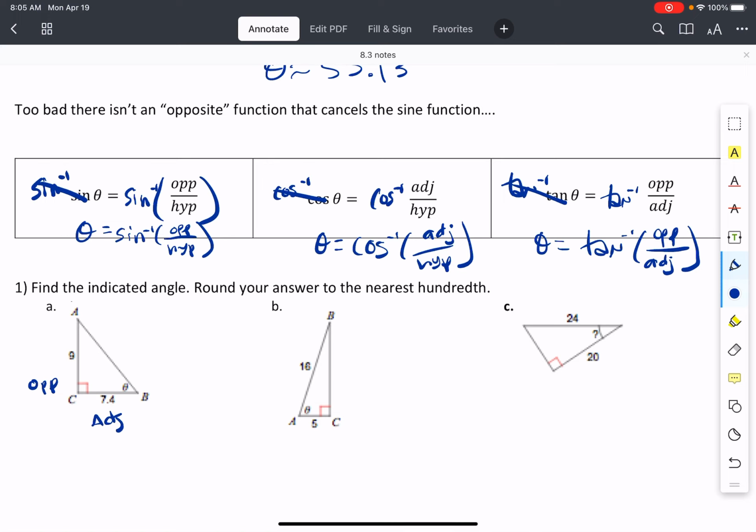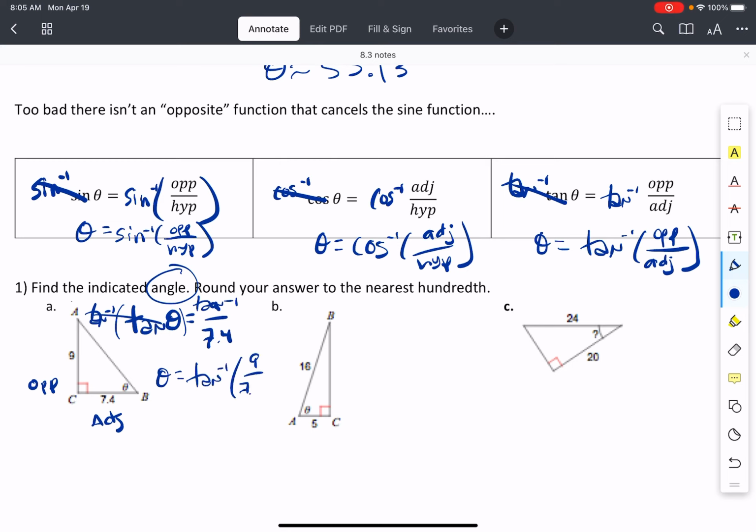So if I set up my function, I have tangent of theta is 9 over 7.4, right? Tangent of theta is opposite over adjacent. But I want to find the angle, so then I need to use my arctan. So I'll tan inverse or arctan both sides, because if I do it to one side, I got to do it to the other, right? And then I'm ready to type it in and round to the hundredths place.